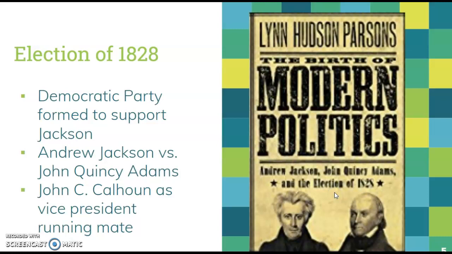If we're looking at the election of 1828, Jackson starts to gain support from the Democratic Party. The other party is the National Republicans, and they support John Quincy Adams. Jackson selects South Carolinian Senator John C. Calhoun as his running mate.